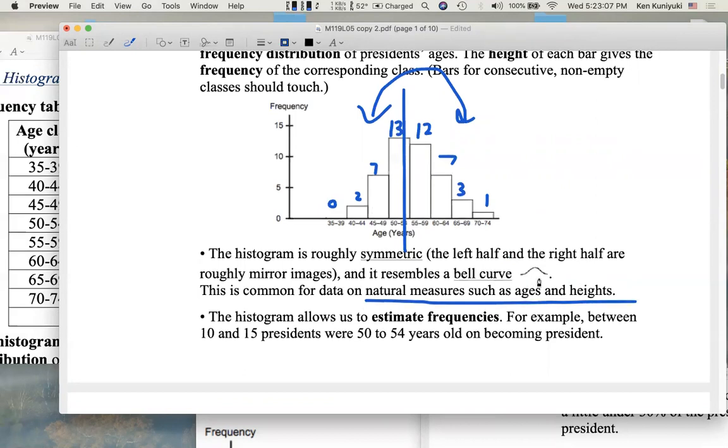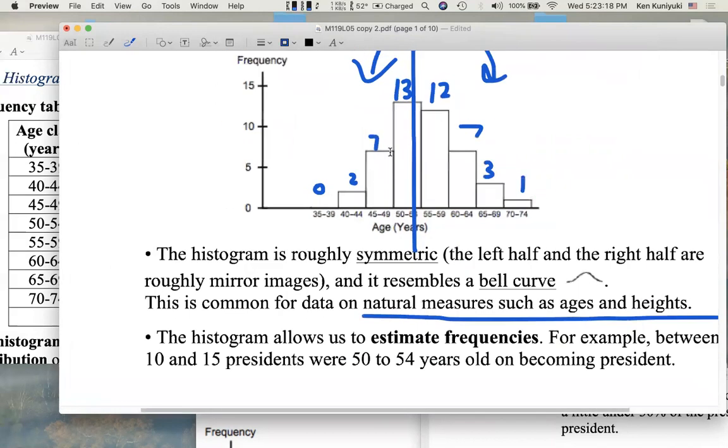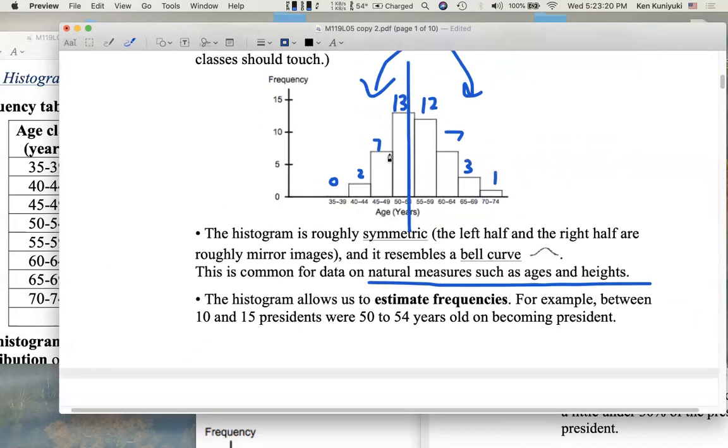So on homework or some exam, I might ask you to estimate frequencies, okay? Again, you don't need a ruler, but know, for example, that late 40s, the frequency was between 5 and 10. Here it's 7, exactly. Or between 10 and 15 presidents were in the early 50s. In fact, it was 13.